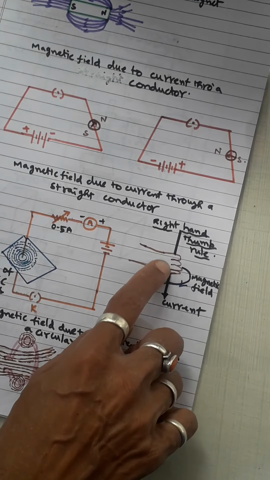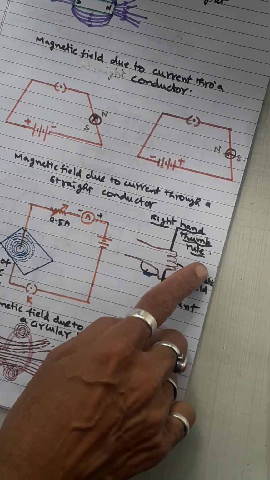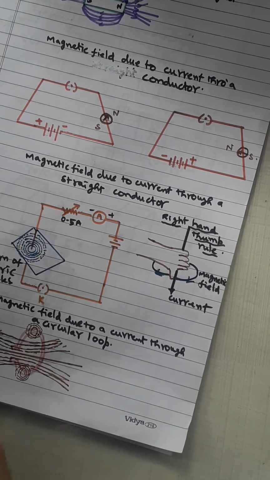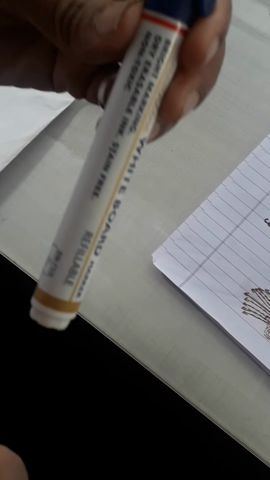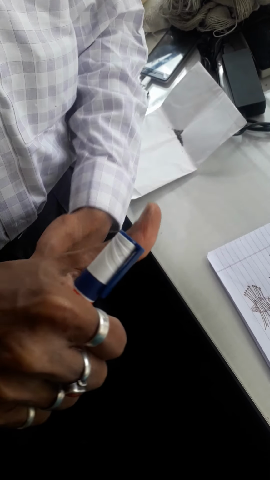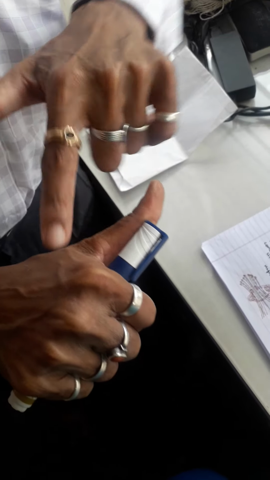Okay, now let us see the right hand thumb rule. For the right hand thumb rule, you have to take your right hand and keep the thumb finger here. Let us assume this is a wire. I am keeping it like this. Now the other fingers are encircling the wire like this. As the current is flowing, the magnetic field will be produced in the perpendicular direction.